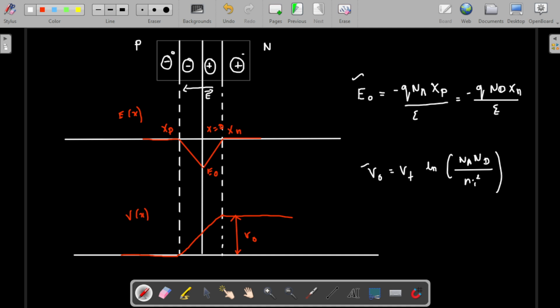For now, you know this is how we can draw the diagrams. From P to N, if the PN junction is drawn, the electric field will be at negative maximum. If it is NP, the polarity is reversed, and then the electric field will be in the opposite direction.